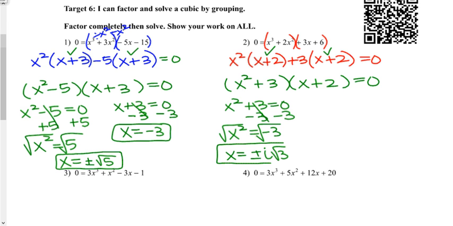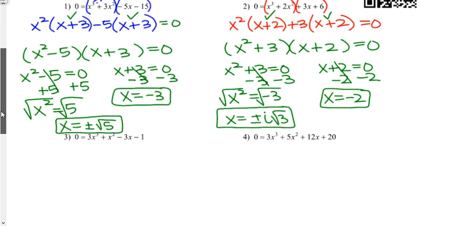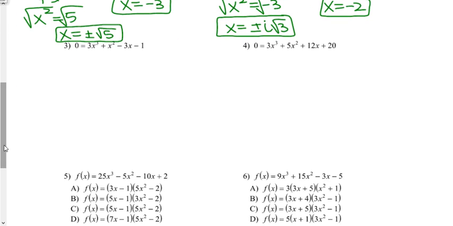I end up getting x equals plus or minus i root 3. You cannot forget the i. You cannot forget the plus or minus. And then root 3 can't be simplified, so I just leave it as root 3. x plus 2 equals 0. I'm just going to subtract 2 from both sides to get negative 2 as my answer. All right. Let's move on to number 3 and 4.